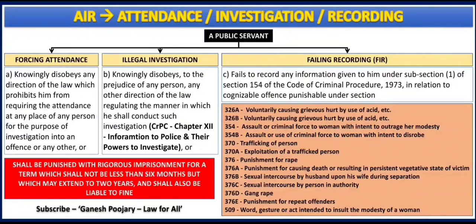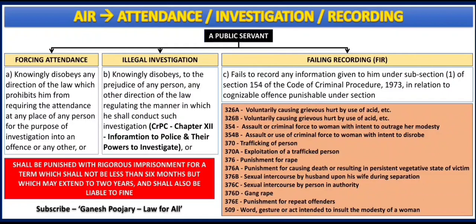The third part is failing to record. If any public servant fails to record any information given to him under subsection 1 of section 154 of CrPC. Here there is a big list of offenses which he needs to record as per section 154 subsection 1 of CrPC. What is that? I will explain in my next slide. But what are the offenses he needs to record? I have given the list of all those offenses, which are mostly offenses against women or against vulnerable groups.